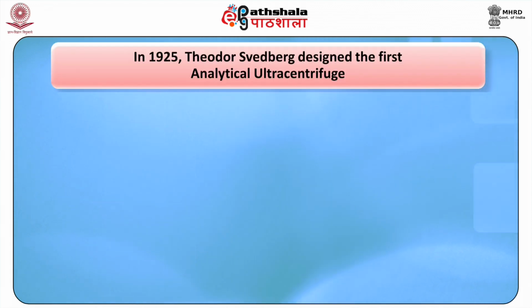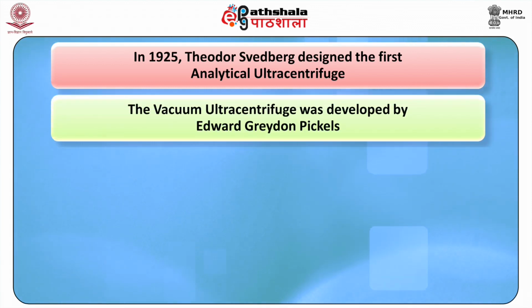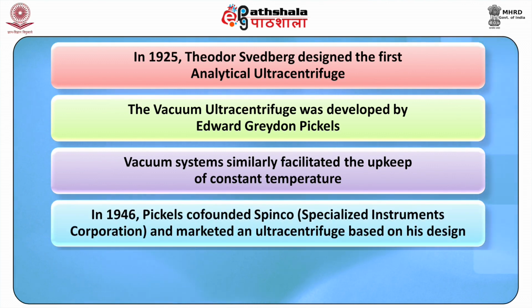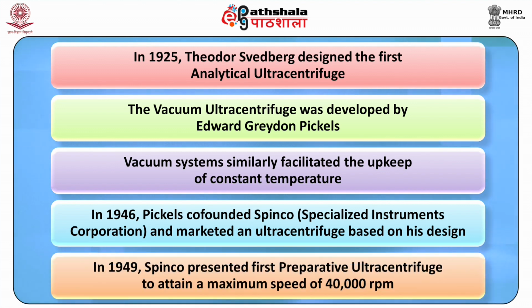In 1925, Theodor Svedberg designed the first analytical ultracentrifuge. The vacuum ultracentrifuge was developed by Edward Greydon Pickels. Vacuum systems similarly facilitated the upkeep of constant temperature. In 1946, Pickels co-founded Specialized Instruments Corporation, Spinco, and marketed an ultracentrifuge based on his design. In 1949, Spinco presented the first preparative ultracentrifuge to attain a maximum speed of 40,000 rpm.